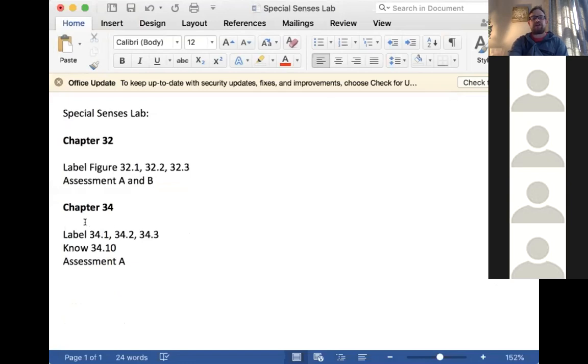And then also towards the end of the chapter, and we'll go over this one together, but I don't want you to forget about it. This is figure 34.10, and this is the figure that you would have used to identify the different structures if you would have been dissecting an eyeball in person. So please just don't forget to look over that. And assessment A for that chapter is also on Moodle. So nothing too crazy there, I think, for you guys.